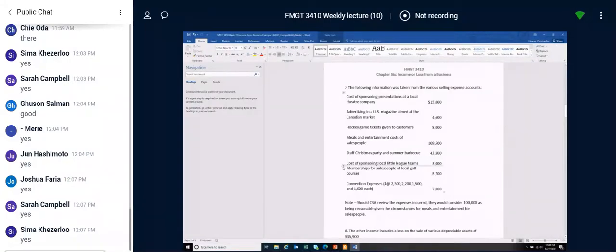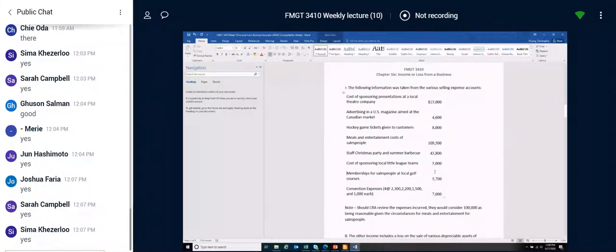Okay. Membership for salespeople at local golf courses. This is 5,700. So again, pursuant to 18(1)(l), similar to employees, this is not deductible. Memberships in recreational dues and facilities are not deductible for tax purposes. So accounting deducts 5,700, tax says 0 pursuant to 18(1)(l). You have a 5,700 add back. Okay.